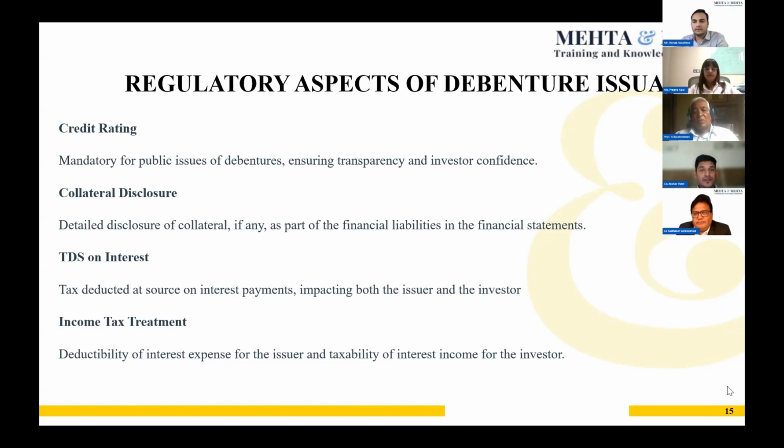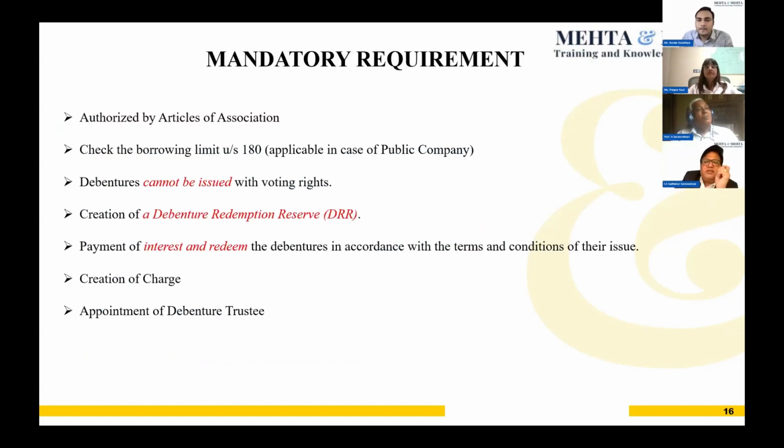Yeah, thank you, ma'am, for your inputs. One issue that comes up is that debentures can be issued at a discount, at a premium, or at par. What is the reason for that? Why do we issue debentures at a discount? If we are issuing debentures at a discount, how will the interest be paid on that?